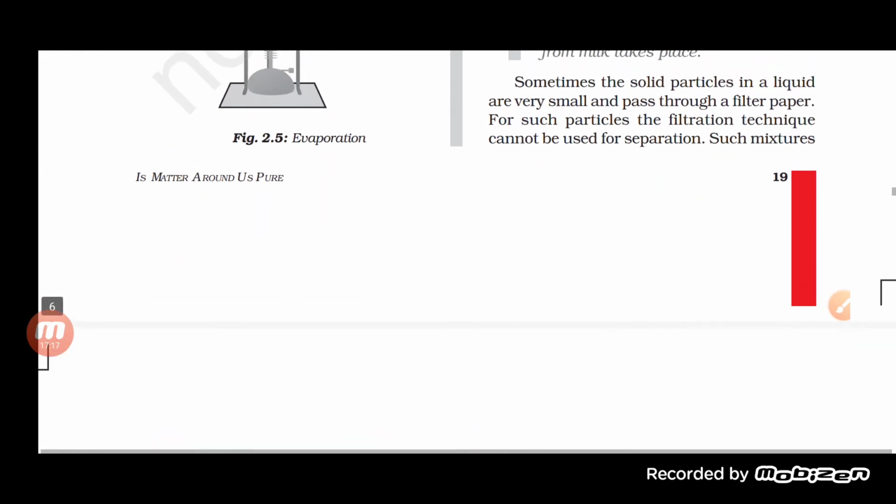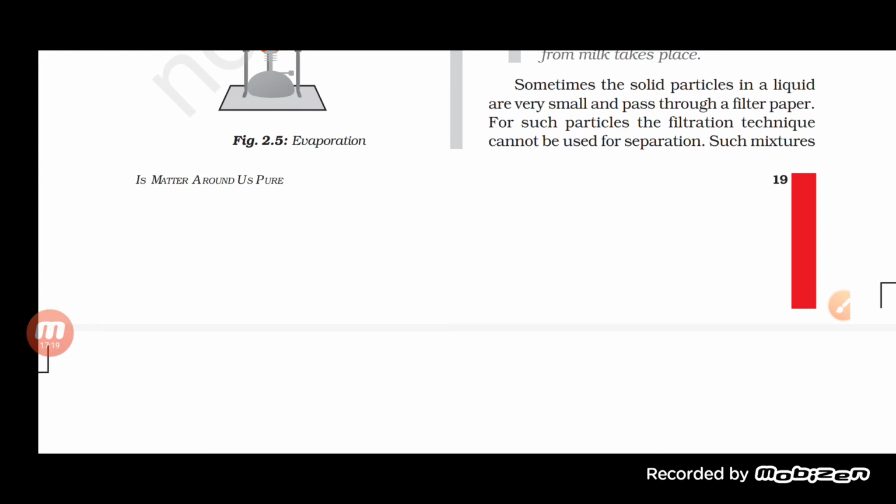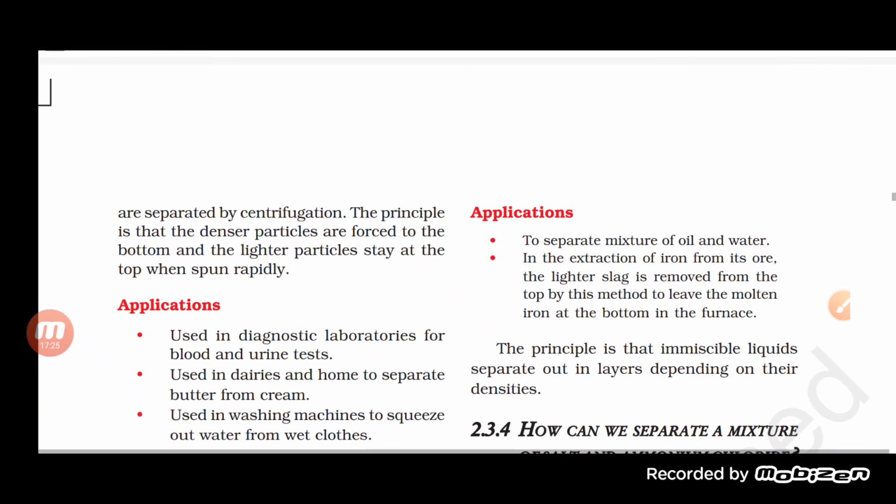Sometimes solid particles in a liquid are very small and pass through filter paper. For such particles, the filtration technique cannot be used for separation, and they are separated by centrifugation. The principle is that the denser particles are forced to the bottom and the lighter particles stay at the top when spun rapidly. Obviously, with the help of the churner, when we spin it rapidly, what will it do?